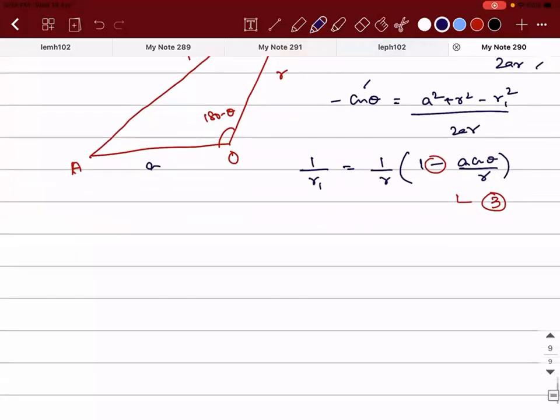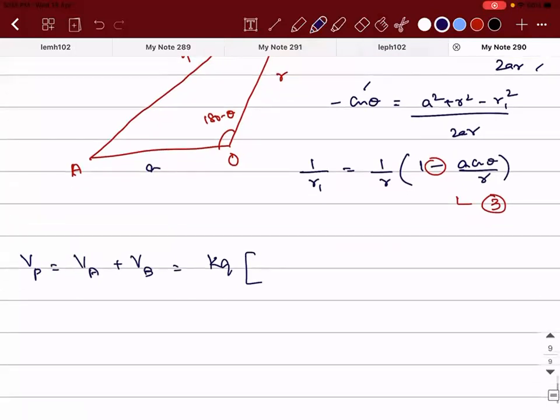Now, what is the potential at point P? It is VA plus VB. Then how much is it going to be? KQ, if I take it out, what is the first equation? 1 by R1 minus 1 by R2. No, 1 by R1 is 1 by R into 1 minus A cos theta by R, minus, what is 1 by R2? 1 by R into 1 plus A cos theta by R.